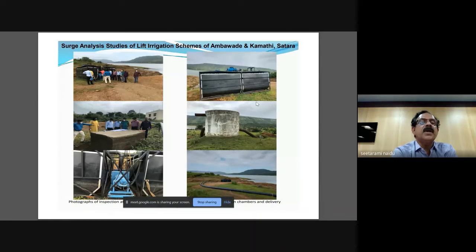These are the floating type of pump sumps. Here on a boat, I think 2 pumps are placed, and it is dropped into the lake. With the variation of water level, this floating pump arrangement moves up and down. Now it is in a dry situation. This study was done 2 months back for surge analysis. You can see the delivery pipeline, plastic, flexible one. But this is the pump house. This is floating in Urmodi Dam near Satara.